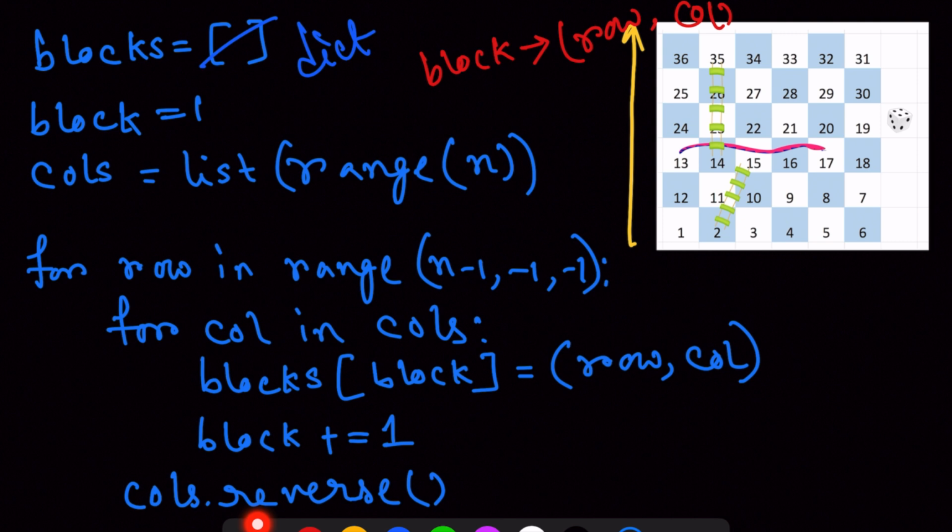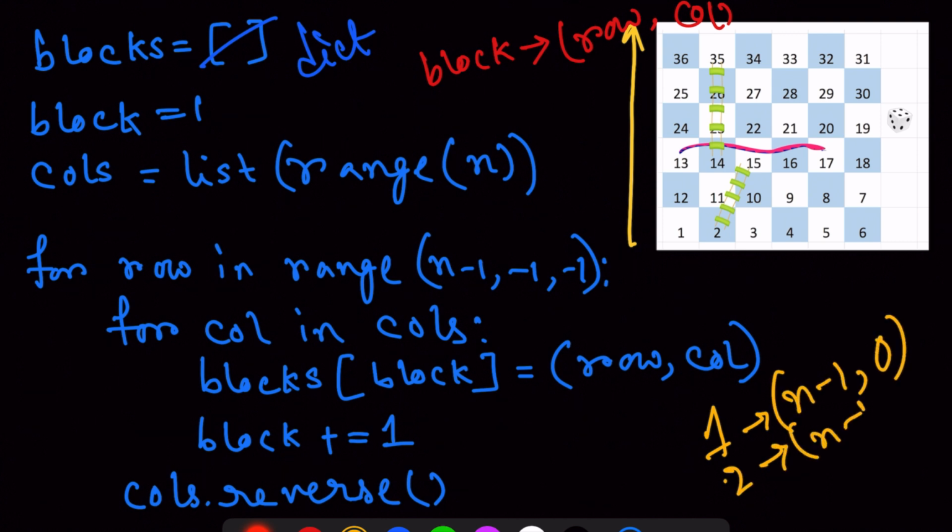I am just updating the blocks dictionary. Blocks of this current block will be this row and column, and we are incrementing the block. After processing each row, I am just reversing these columns. For the next row, it will be from n-1 to 0. After this processing, we'll have this mapping where 1 maps to n-1, 0, 2 maps to n-1, 1, let's say 12 maps to n-2, 0, right? So this way we need this mapping.